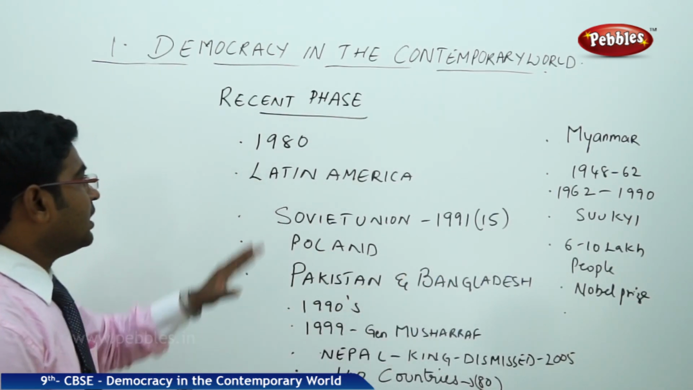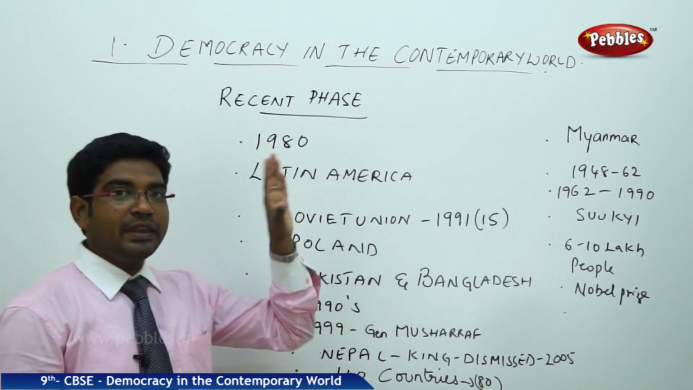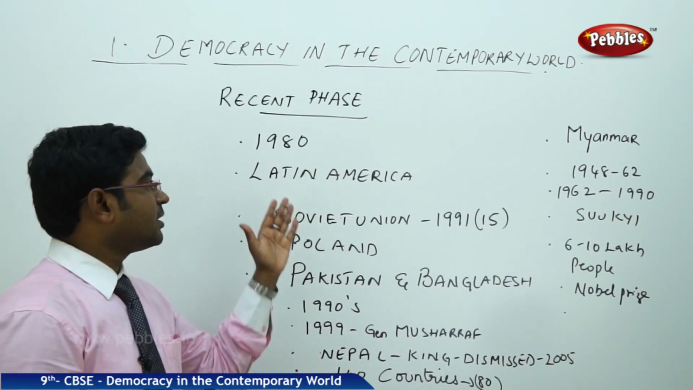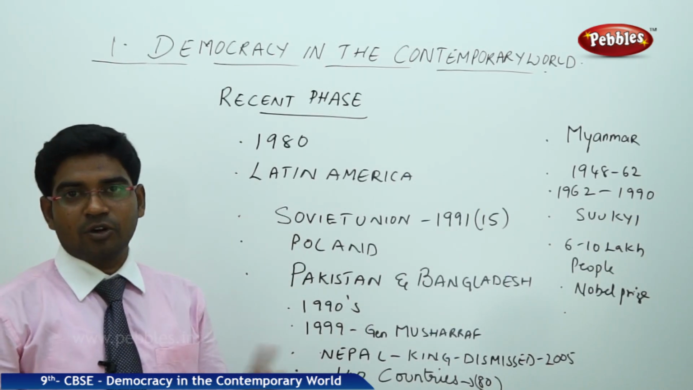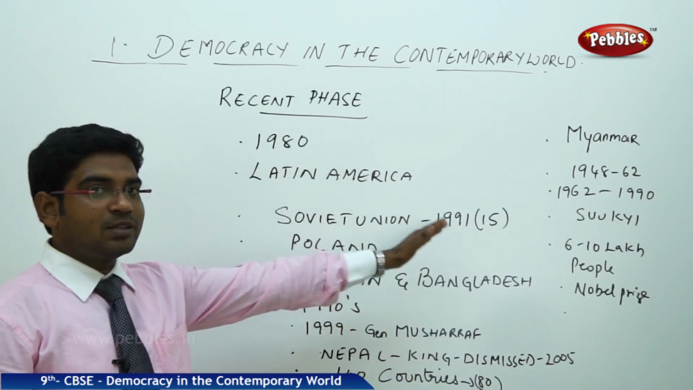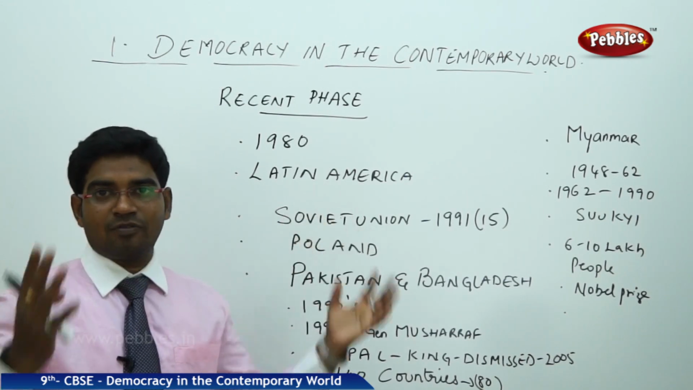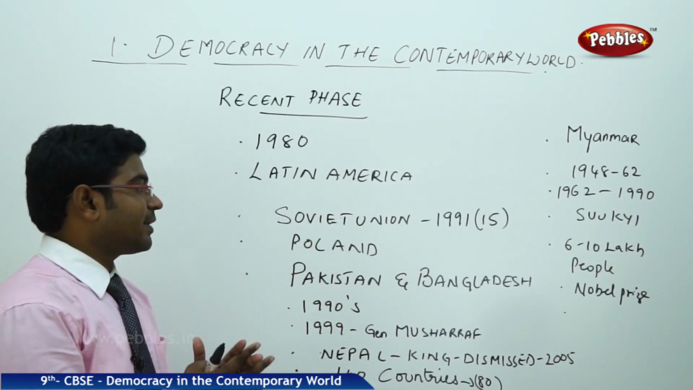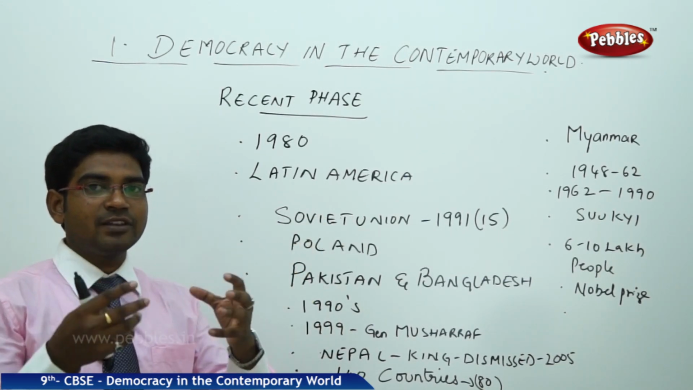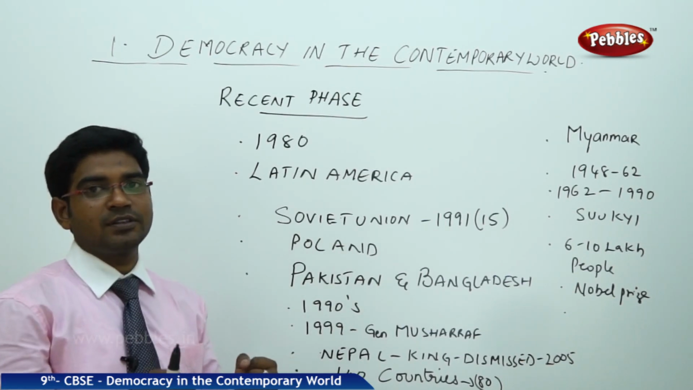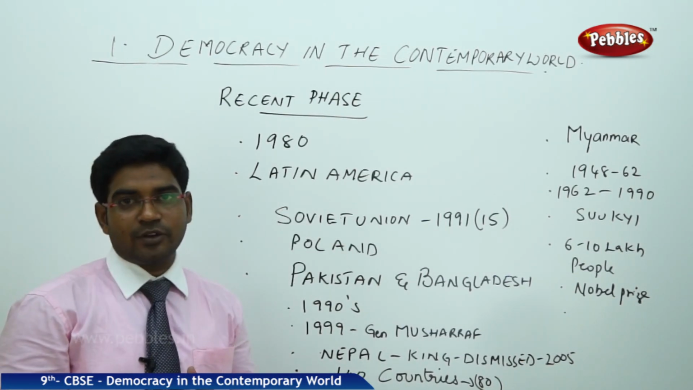So now, in the 1980s, we have seen many of the republican countries of Latin America turning towards democracy. Why are they turning towards democracy? For that, we should look at the global factors. One major global factor which made other countries ease towards democracy is the disintegration of the Soviet Union.